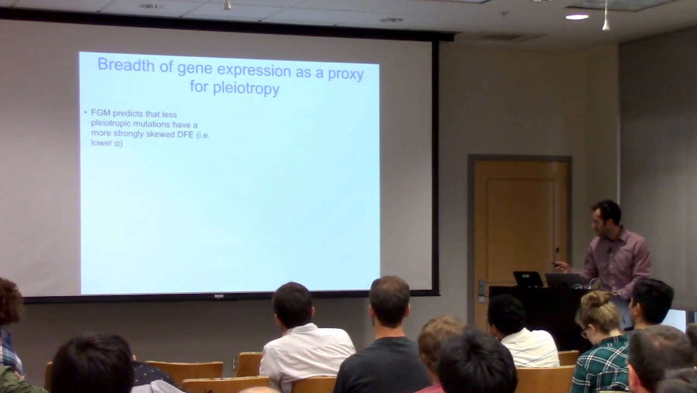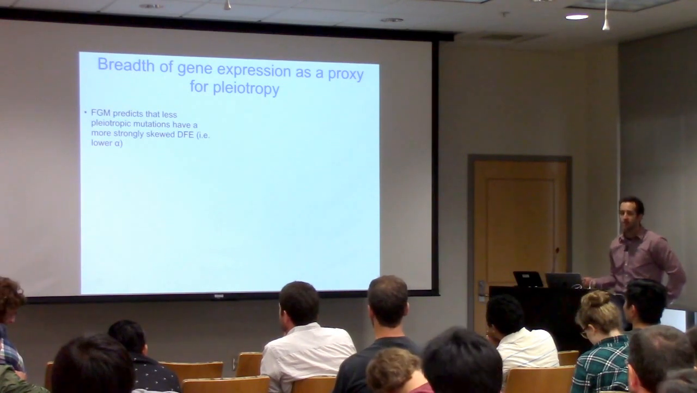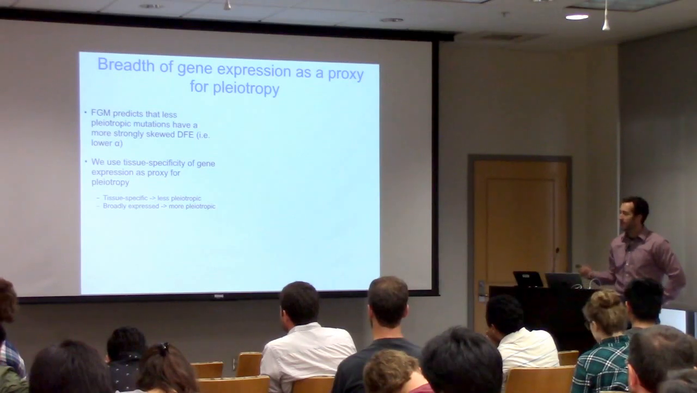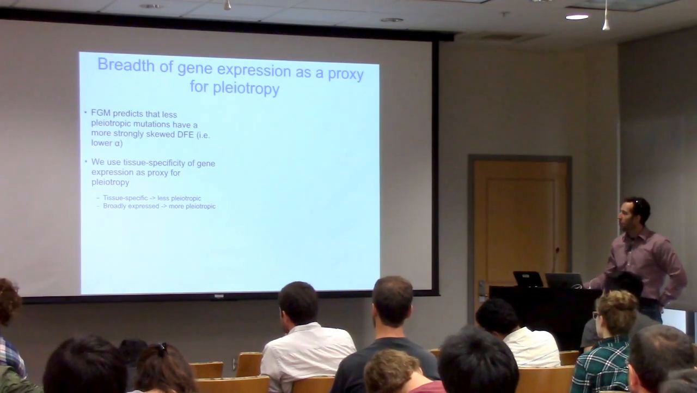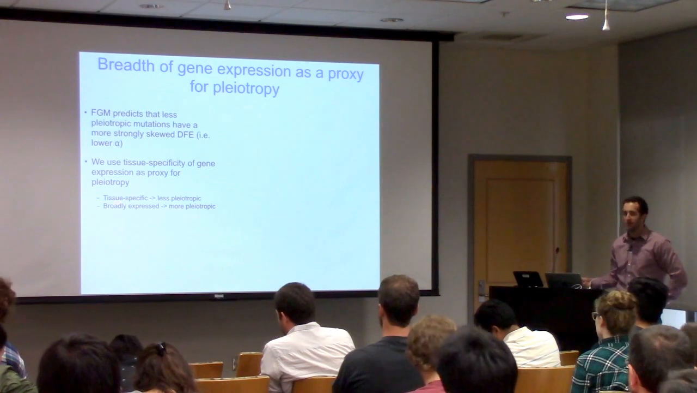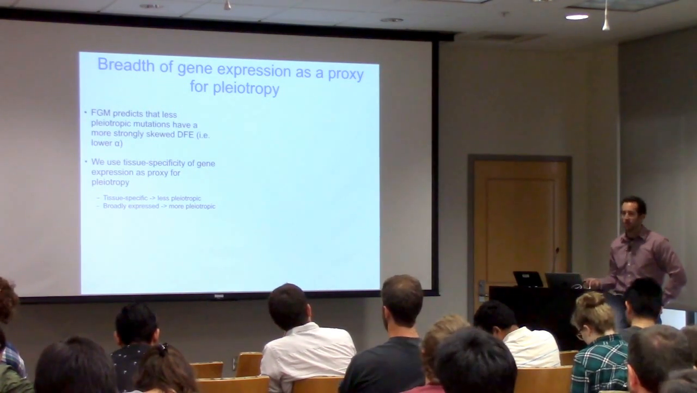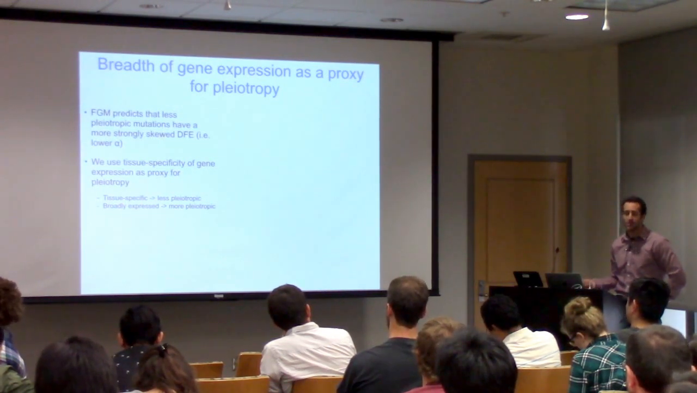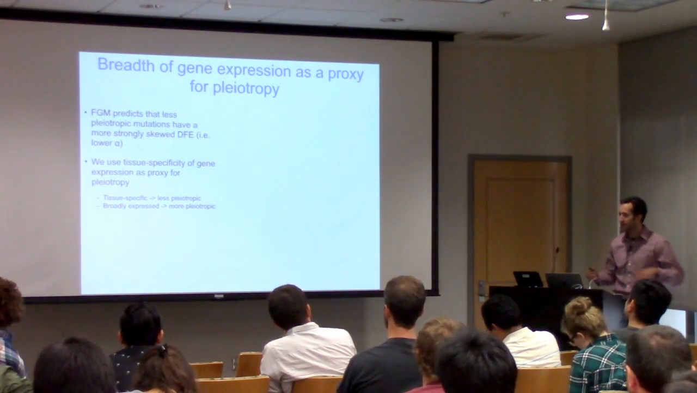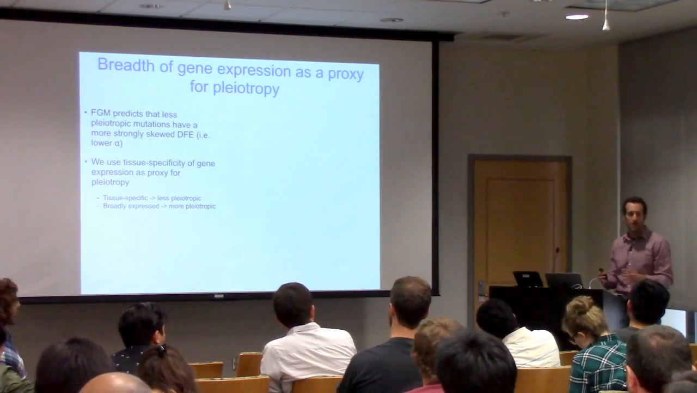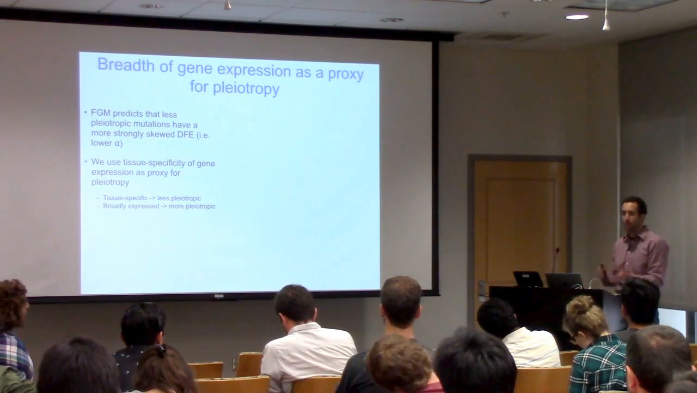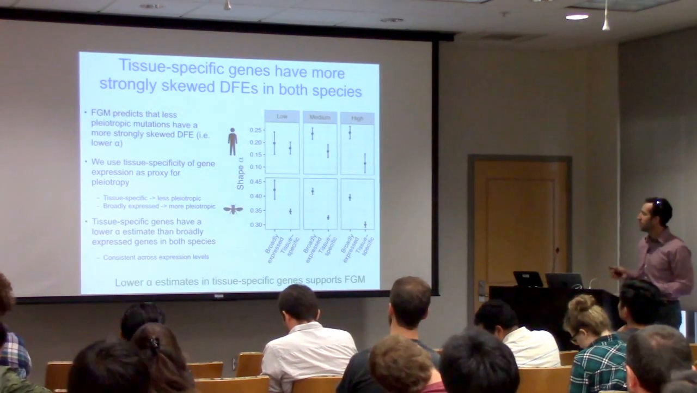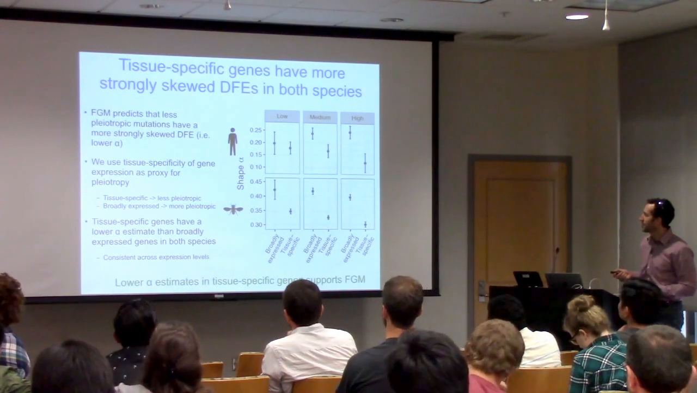So what we try to do to quantify pleiotropy is look at gene expression patterns, with the idea being that we can look at whether genes have a tissue-specific pattern of expression or a more broadly expressed pattern. Tissue-specific genes we considered to be less pleiotropic, whereas broadly expressed genes we considered to be more pleiotropic. So we could classify the genes based on their expression pattern and then use the same machinery to re-infer the distribution of fitness effects in those different gene categories. Here I'm showing you the results of that, and let me walk you through it because there's a lot going on here.